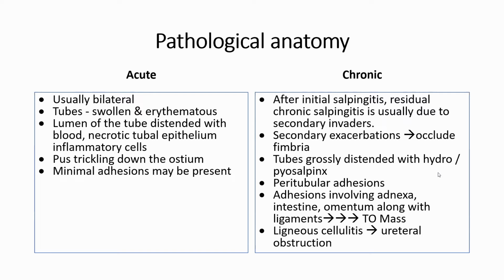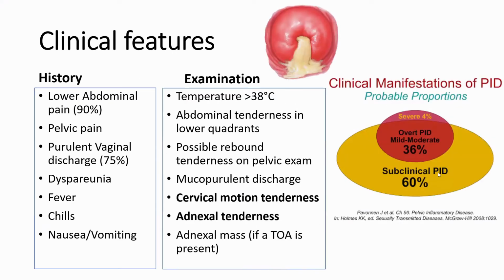Peritubular adhesions. Now in case of chronic, there will be more reactive changes, with fibrosis and adhesions. There is a clumping of the tubes and ovary, leading to tubo-ovarian masses. There is also a condition with chronic inflammation in the retroperitoneum. Maybe through the parametrium, the infection spreads to the retroperitoneum involving the ureter, leading to ureteral obstruction, what we call ligneous cellulitis. So this is about the pathogenesis.